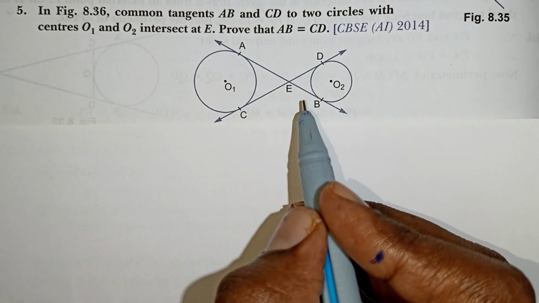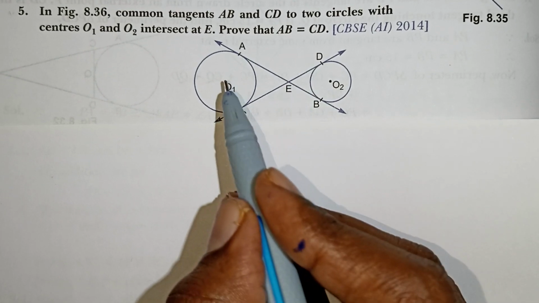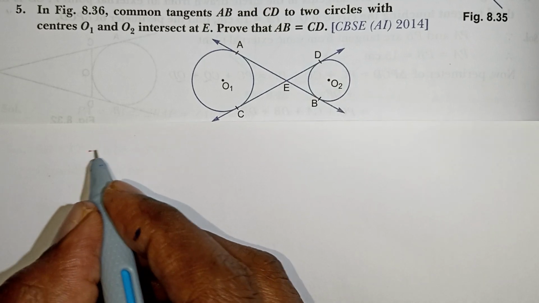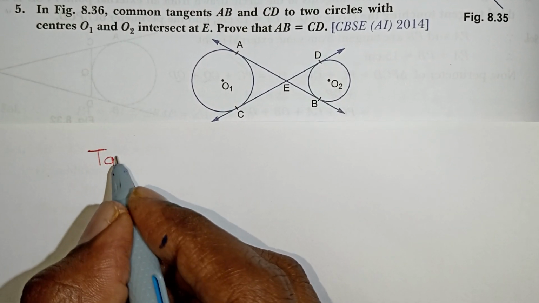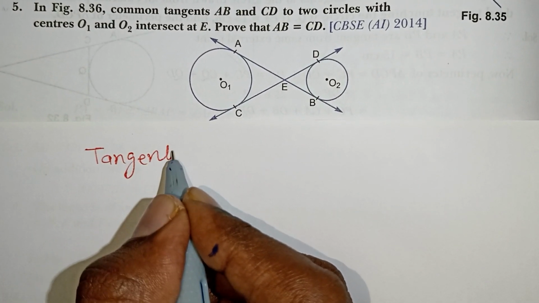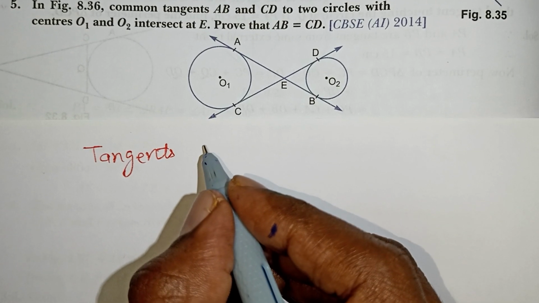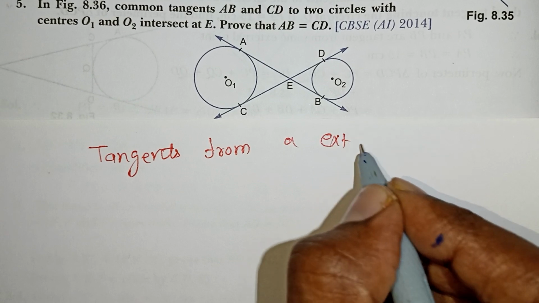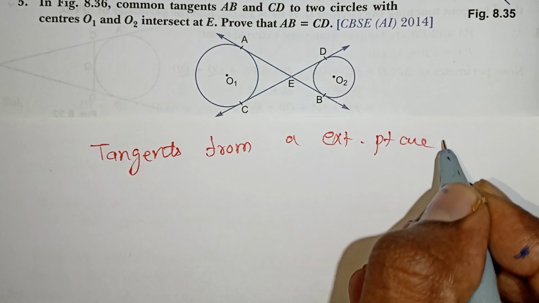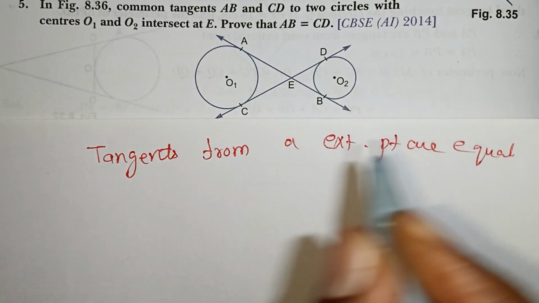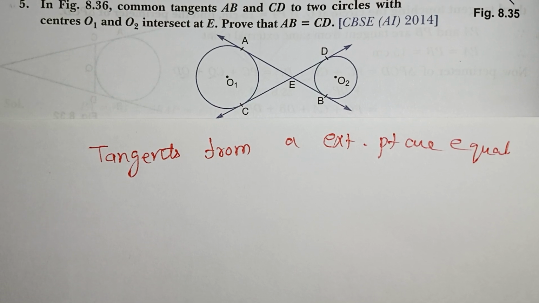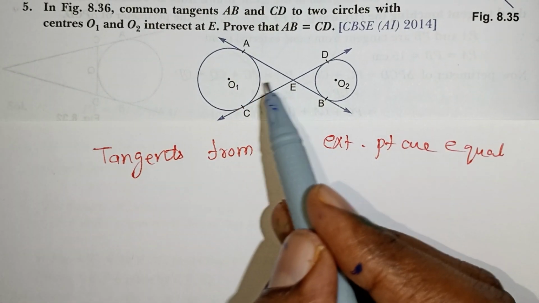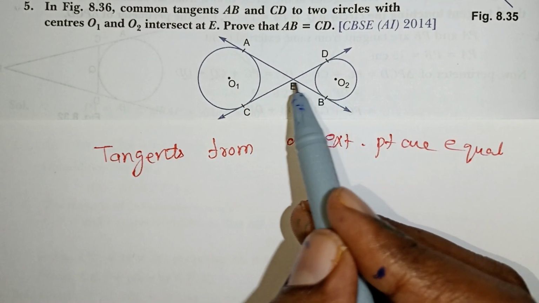So by looking into the diagram, E is the exterior point for both the circles. So we can say that tangents from the exterior point are always equal. That is a property we are going to use here. Tangents from an exterior point are equal. So according to this rule, E is the exterior point. From E, we have drawn two tangents to this circle and two tangents to this circle.